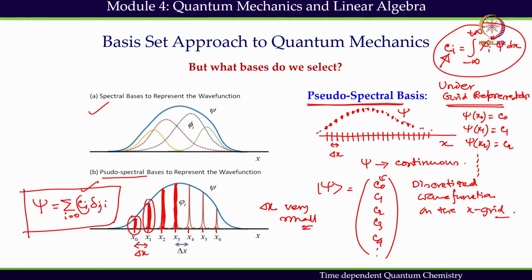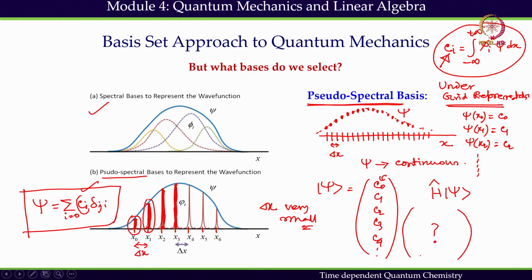So, in the grid representation, if the wave function looks like this, then we have to remember that in the end I have to employ the Hamiltonian operator on the psi. So, what would be the matrix representation under grid representation of this Hamiltonian operator which will be acting on this wave function psi? That is the next question we have.